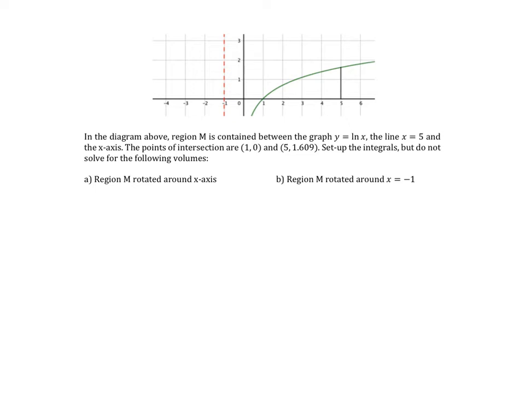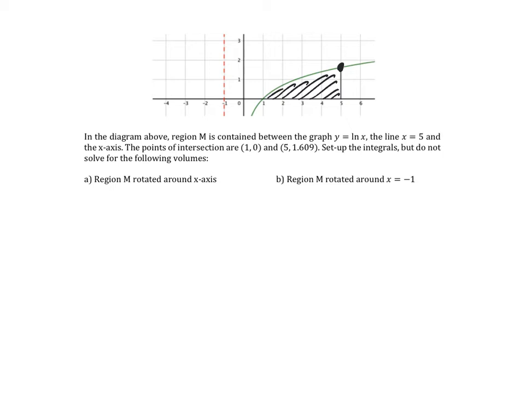It says, in the diagram above, region M is contained between the graph y equals ln of x, the line x equals 5, and the x-axis. So here is our region that we're rotating. The points of intersection, I was very nice to you, I gave you the points of intersection: 1, 0, and 5, 1.609. So there's that 5, 1.609 up there.